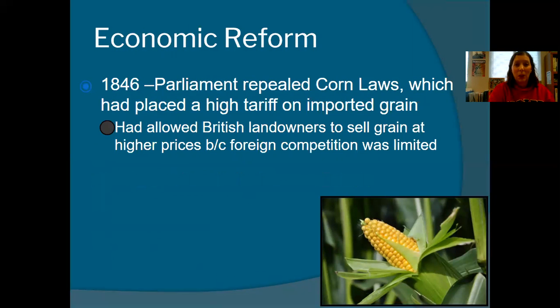So when it comes to economic reform, we've looked at a little bit of social reform. So when it comes to people's jobs, people's money, in 1846, Parliament repealed the Corn Laws. Those laws had placed a very high tariff on imported grain that was coming into the country. So those tariffs basically limited foreign competition and allowed the British landowners to sell their grain at vastly inflated prices. So the repeal of these laws helped to bring down the price of grain and helped alleviate financial burden on a lot of the workers who had to pay these high prices just in order to feed their families.